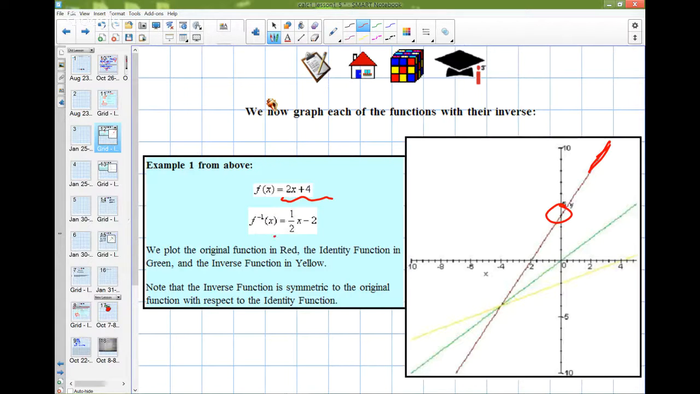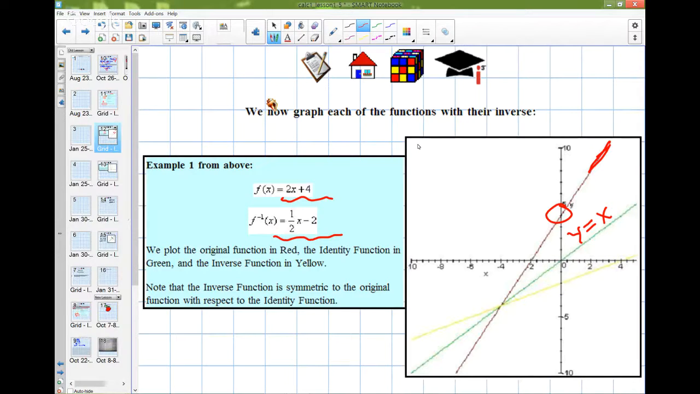And here was the inverse, and the inverse is in yellow. The green line is what? Good old y equals x, in other words, otherwise known as the identity function. Do you see why I drew it in? Because the identity function becomes the mirror line. The original function and its inverse are always mirror images with respect to the identity function.